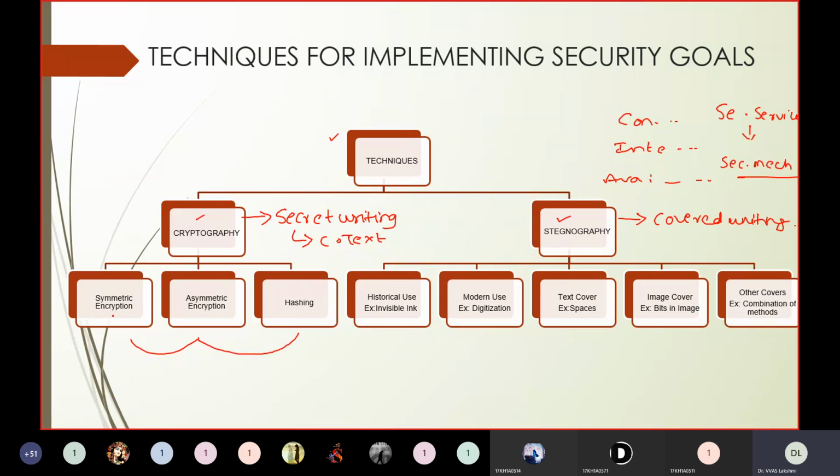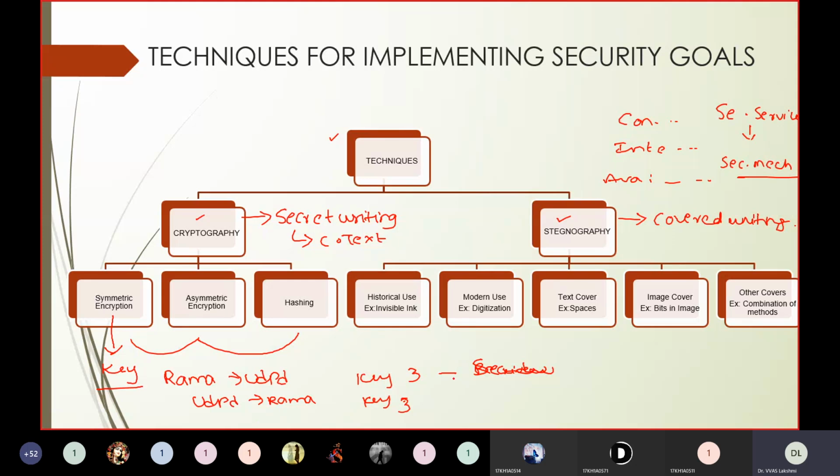For this, there are 3 techniques for implementing security goals. Here the first one is symmetric encryption. Symmetric encryption means the receiver and sender use the same key. All of you remember that we are converting Rama into UDPD with the help of key 3. This is at the sender side, not the receiver side. The receiver will convert UDPD into Rama with the help of the same key, that is 3.